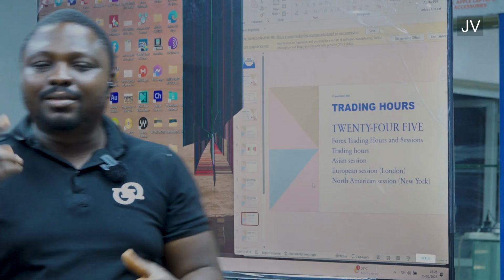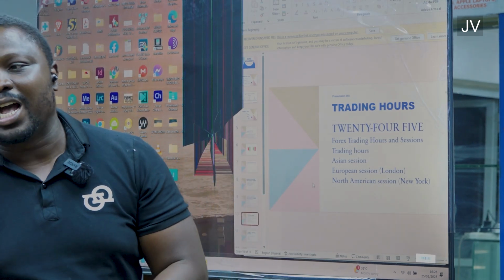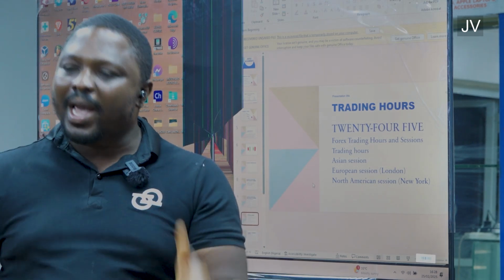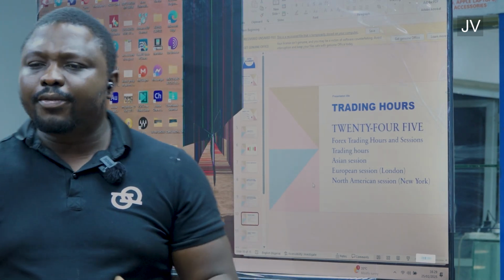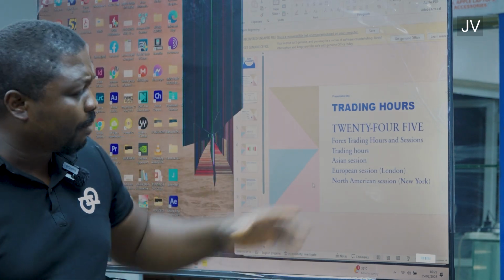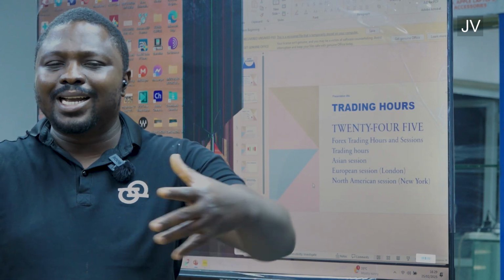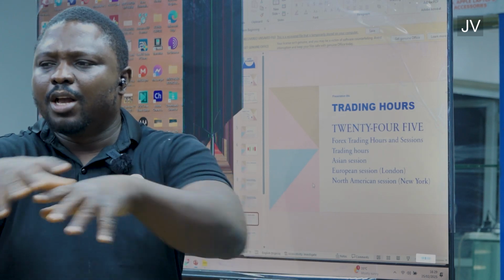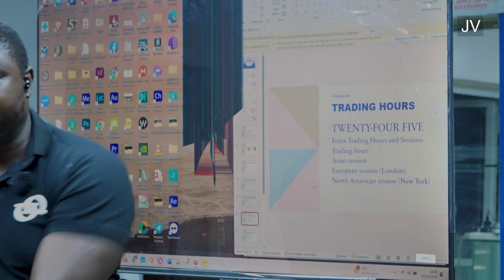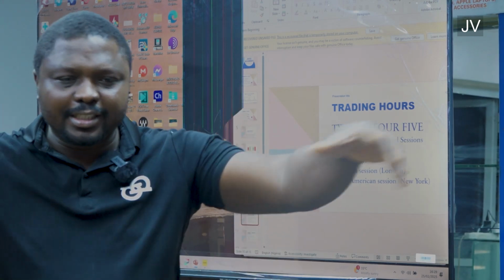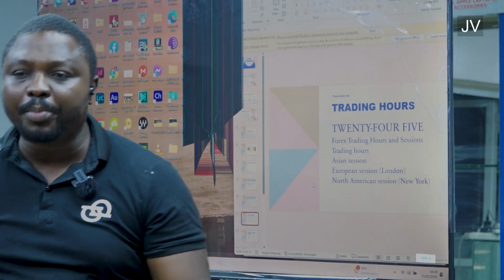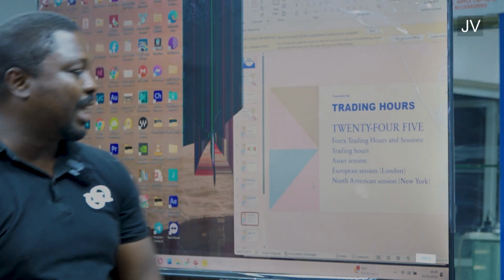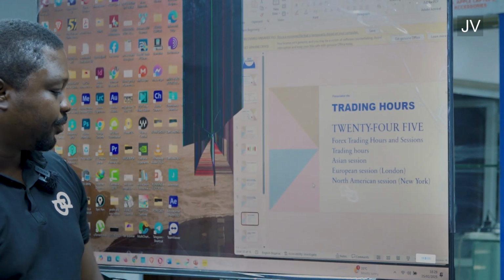So they call it the Asia session, London session, and New York. The New York session is when the US opens. There is a lot more volume in New York because of the overlap between London and New York. It happens around 2 o'clock when New York opens up. So there will be more volume, a lot more people will be coming into the market. So that is how it is. That's why it's New York.